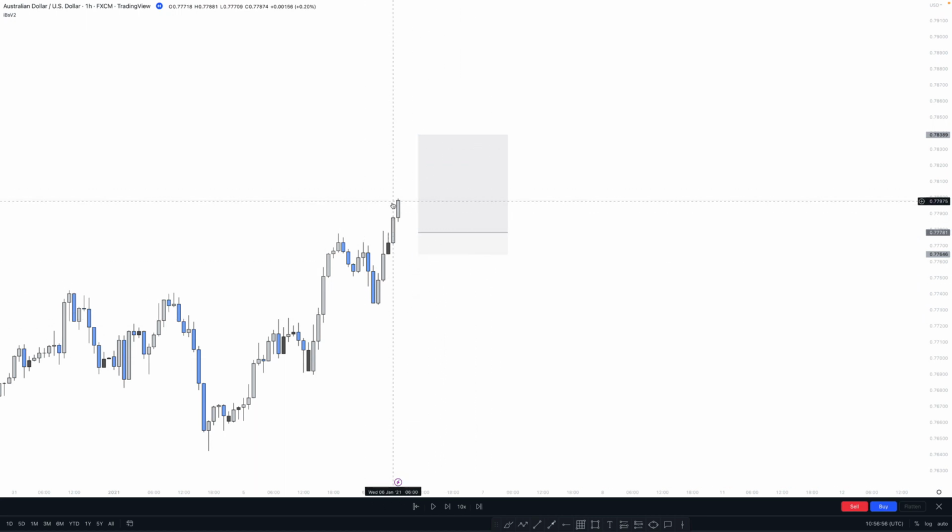So as I mentioned, I just do not like continuations on AUD/USD. There are a lot of community members that are trading AUD/USD, and they're loving continuations even more than reversals.